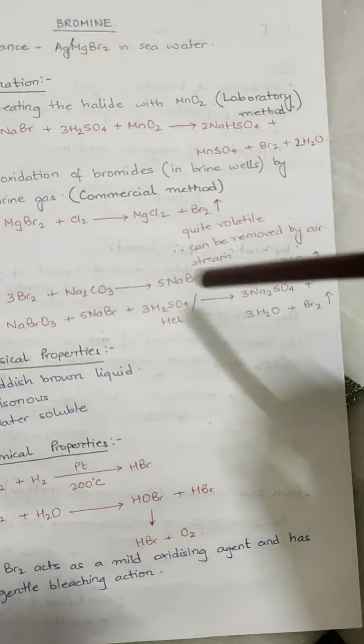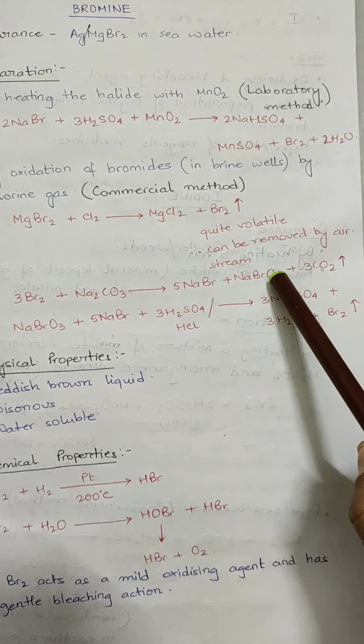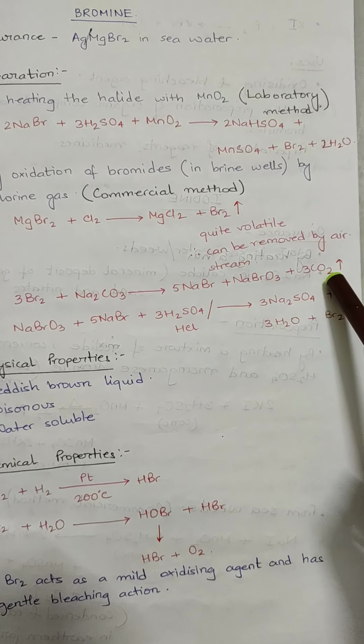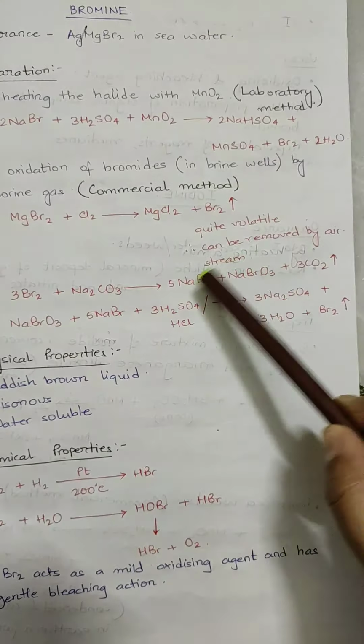Now these are removed by passing this Br2 formed through sodium carbonate. What happens if sodium carbonate is added to Br2? We see that we get sodium bromide, sodium bromate and carbon dioxide. Now this sodium bromate and sodium bromide, both these contain the bromine.